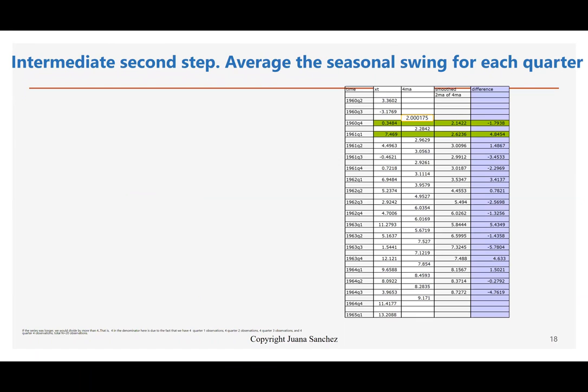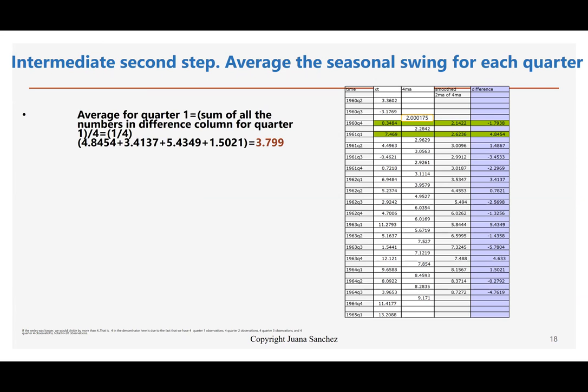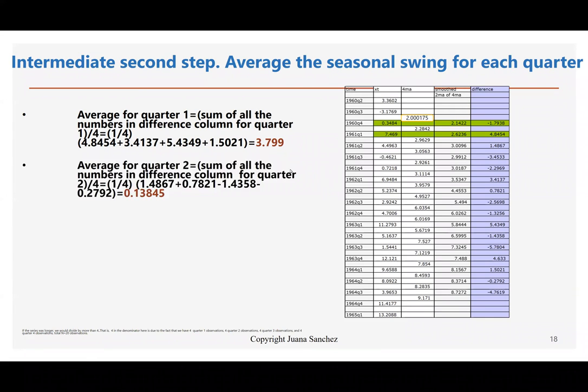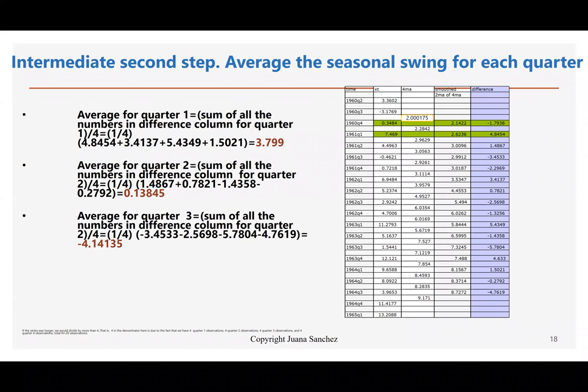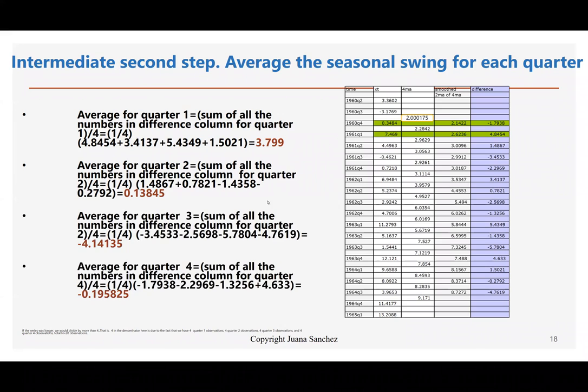The second step, an intermediate step to calculate the seasonal effect, is to average the seasonal swings for each quarter. So you will take all the seasonal swings, all the numbers that appear in the difference column for Q1, and average them. We did it for quarter 1, and it gave 3.799. Do the same for quarter 2: take all the differences for quarter 2 and average them. Then average for quarter 3 and average for quarter 4.